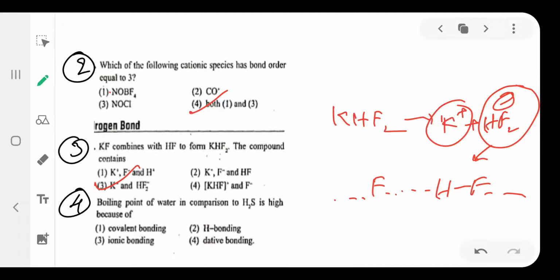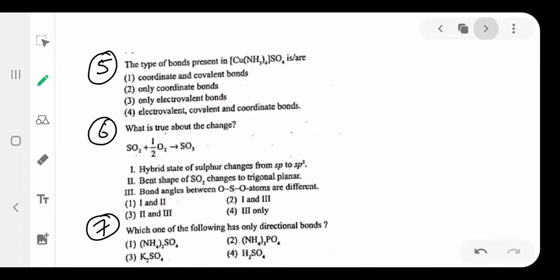Question number 4. The boiling point of water is high compared to H2S. Why? You see here, H2O contains hydrogen bonds. Between this hydrogen and this oxygen, hydrogen bonds are present. Due to the presence of hydrogen bonds, water has the highest boiling point. But this type of hydrogen bond is absent in H2S. That's why H2S has a low boiling point. Water has the highest boiling point due to hydrogen bonding. Option is 2.